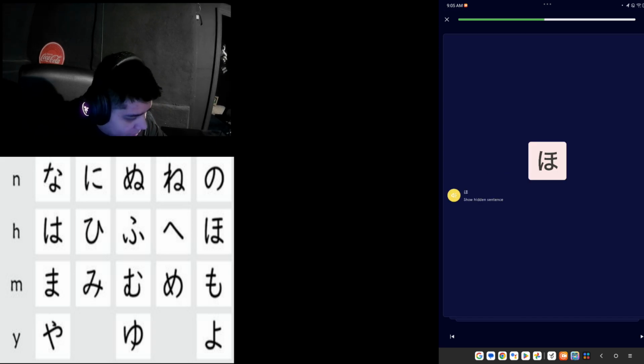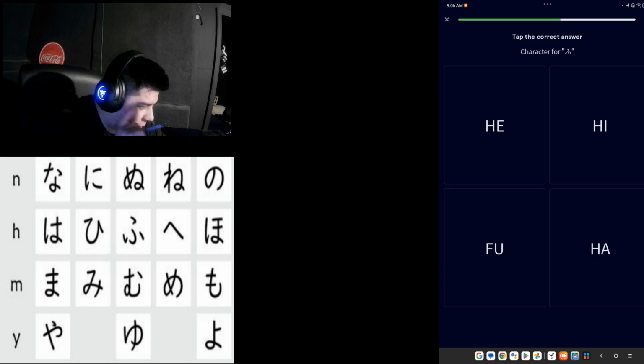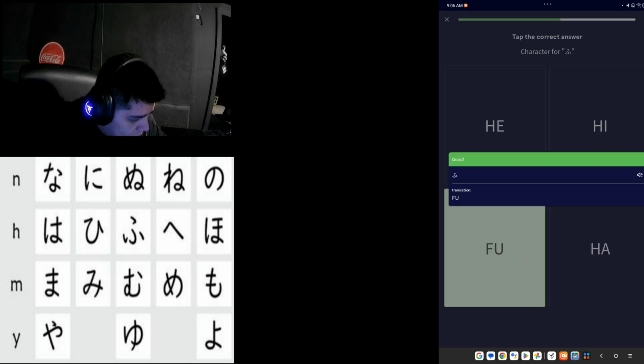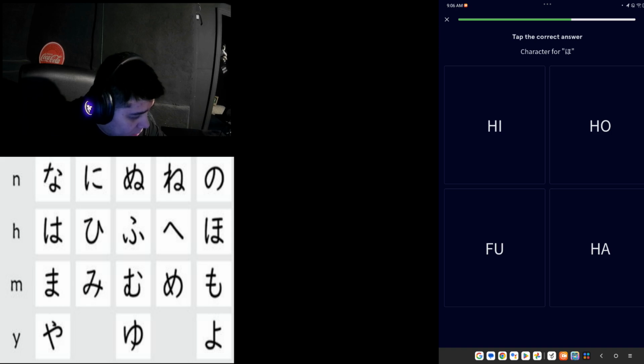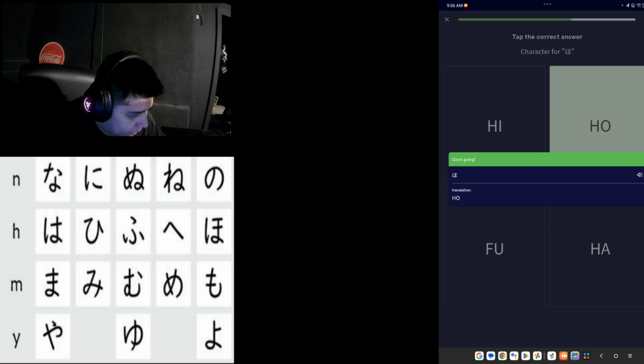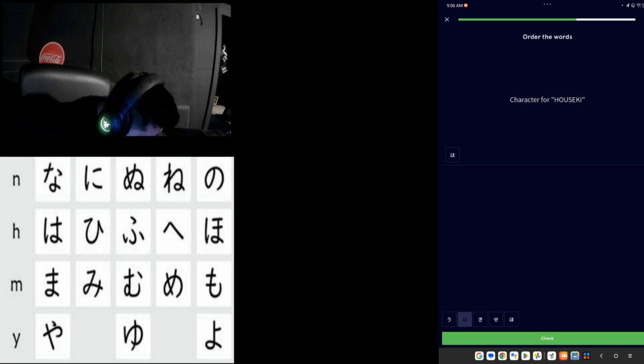Then ho. This is the one I confuse with ke. Hoshi, star. Hoseki. That's the one I always get stuck with. But we got this. So this is fu, blowing the thing. He, like a smile. Then we got ho. Ho is 2 lines. Gotta remember that. See, this is the one that I confuse it with because look at how similar they are. That sucks. But we're gonna overcome that.